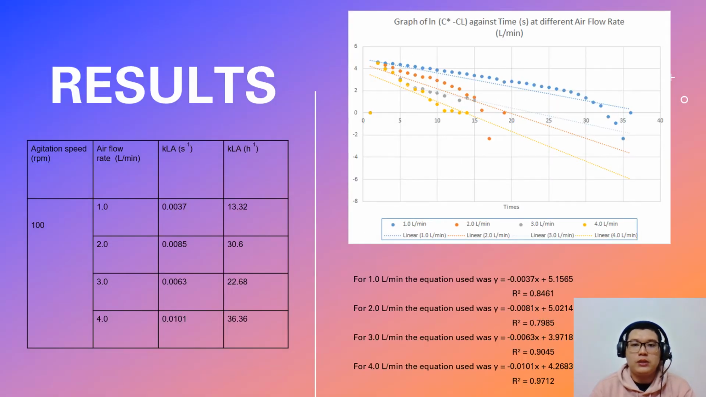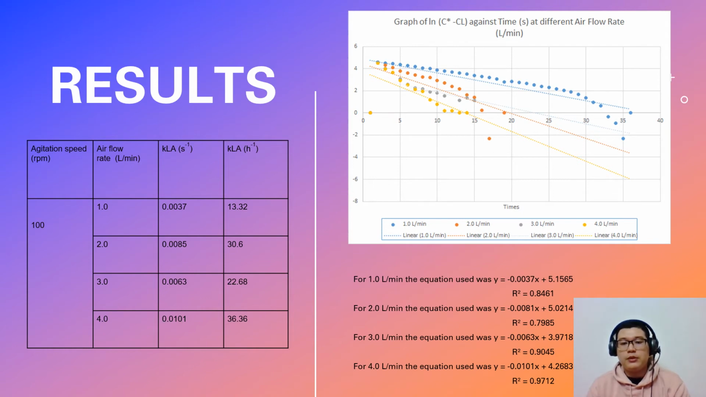Now for the results, this is the graph of ln(C* minus CL) against time at different airflow rates in liters per minute. For 1.0 liter per minute, the equation was y equals negative 0.0037x plus 5.1565, and the R squared is 0.8461. For 2.0 liters per minute, the equation was y equals negative 0.0081x plus 5.214, and the R squared is 0.7985.